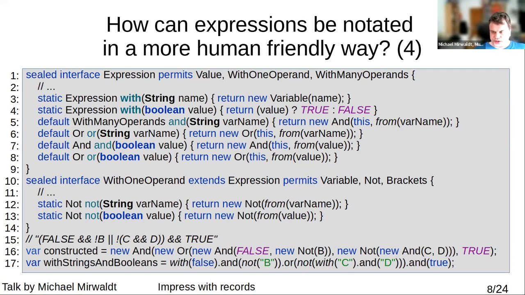Okay, so you see that we have just only parameters which are strings or booleans, which makes it, I think, more comfortable to use that API.